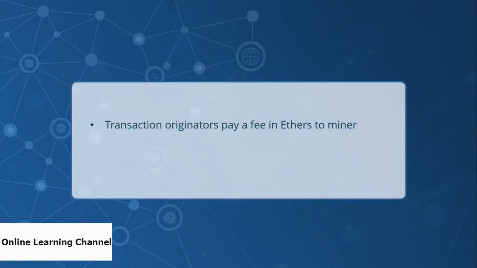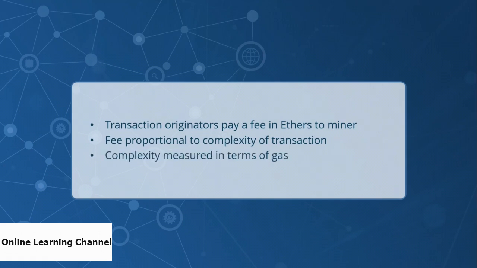And Ether payments are always required when a new transaction is originated on the network. Ether is transferred from the account of the transaction originator to the account of the miner who successfully mines the block with that transaction. And this Ether fee is in fact proportional to the complexity of the transaction. This complexity is measured in a unit known as gas.